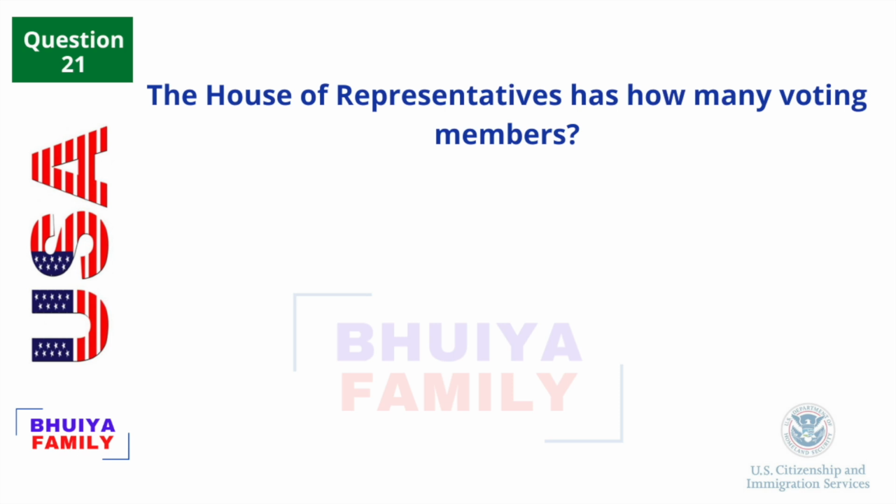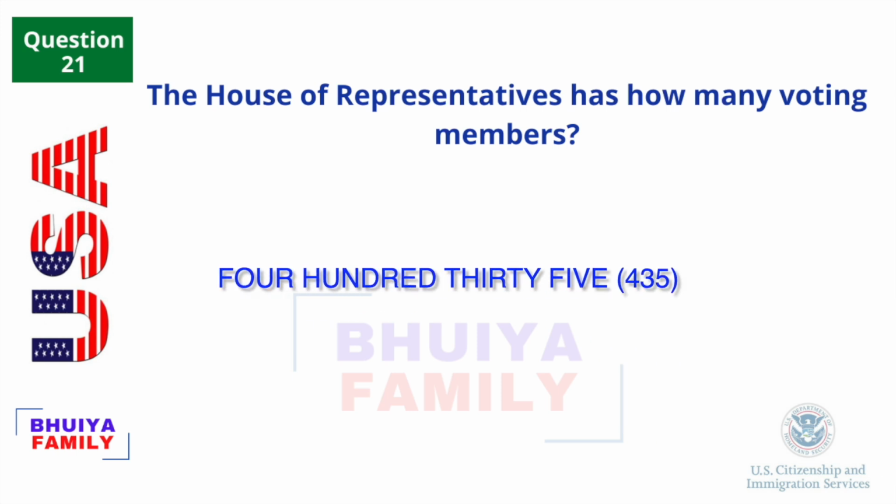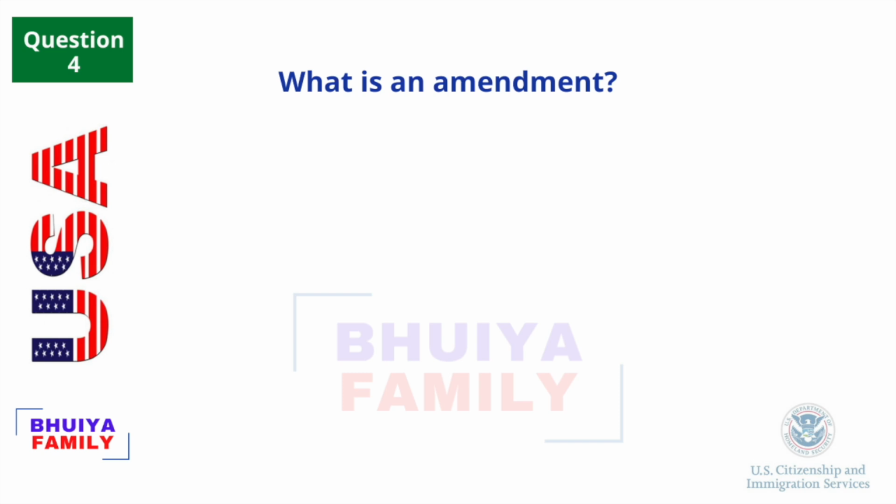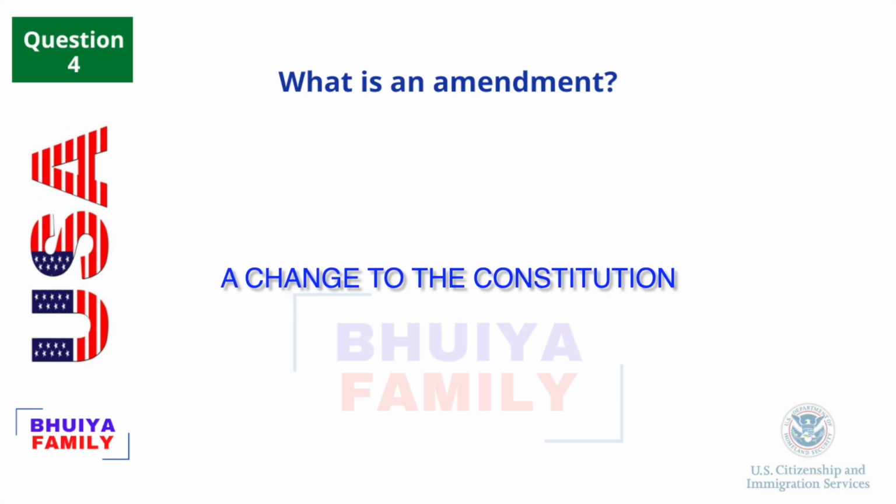The House of Representatives has how many voting members? 435. What is an amendment? A change to the Constitution.